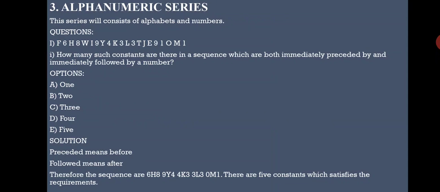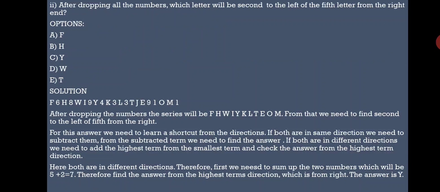Therefore, the sequences are 6H8, 9Y4, 4K3, 3L3 and 0M1. There are 5 constants which satisfy the requirements. So the constants which are immediately preceded by and immediately followed by numbers, these are the constants, right?